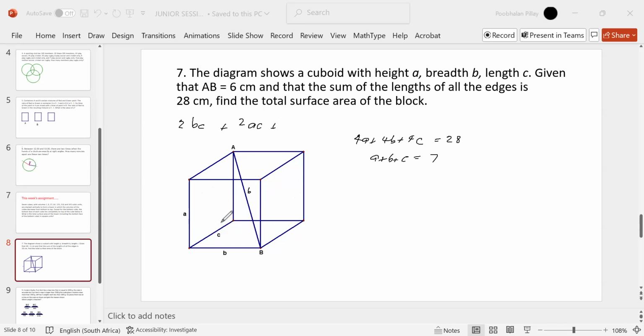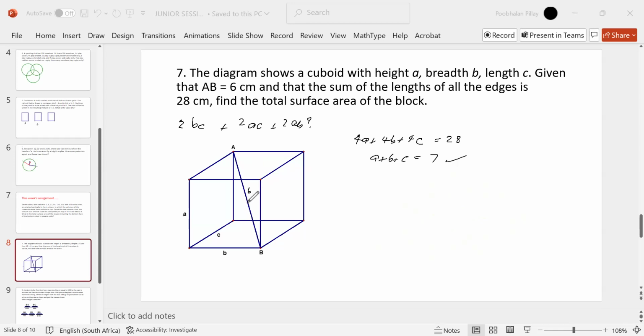And then you've got the front and the back. The front is AB, and that too is doubled. So that gives you the 6 spaces, 2 in the front, 2 in the back, 2 in the sides. So this is what we need to calculate: what is 2BC plus 2AC plus 2AB, given that A plus B plus C is 7. And we also know that this length here is 6.